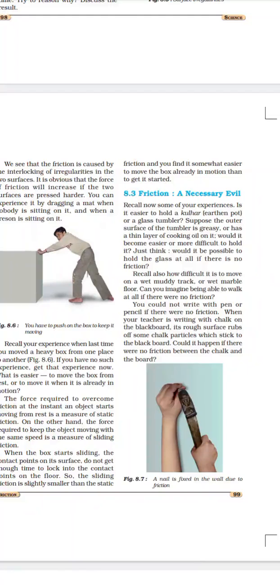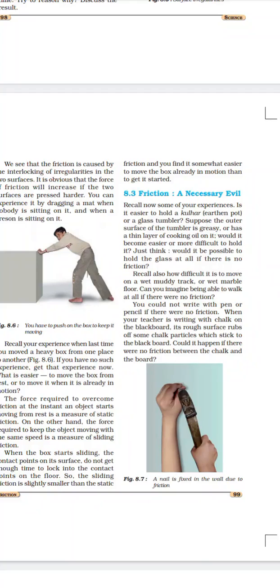Is it easier to hold a kulhar or a glass tumbler? Suppose the outer surface of the tumbler is greasy or has a thin layer of cooking oil. Would it be easier for you to hold, or difficult? It would be difficult. It is also difficult to move on a wet muddy track or a wet marble floor.